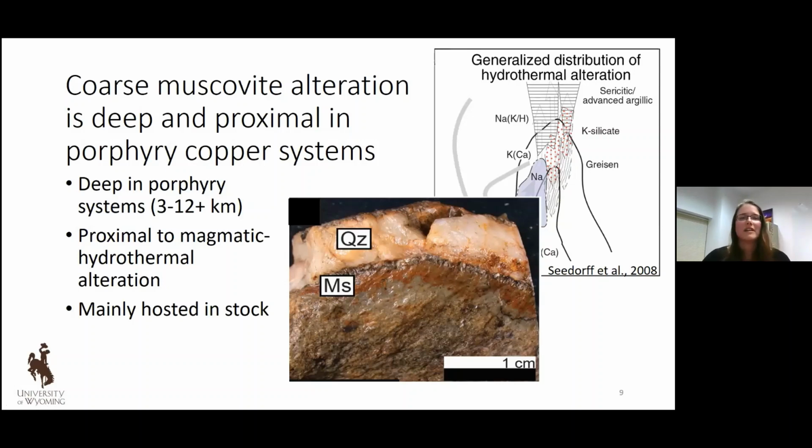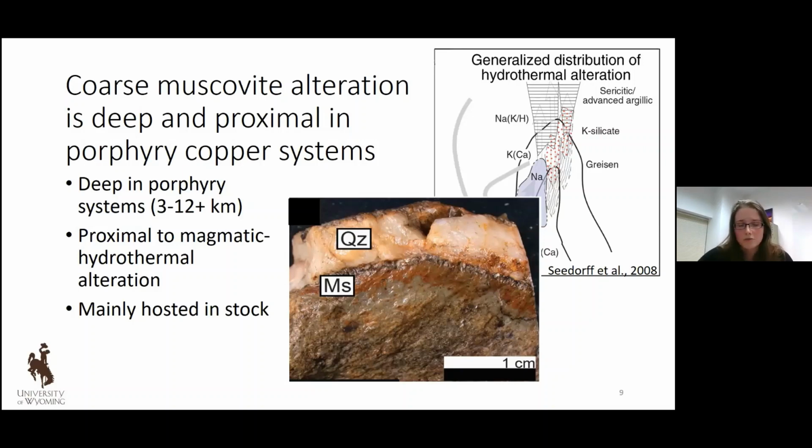When it comes to this coarse muscovite alteration, it tends to be deep and proximal in a given porphyry system. When I say deep, there's a little bit of wiggle room here because in most of these systems, I'm basing this estimate of original paleodepth off of structural reconstructions. Where we have geobarometry and thermobarometry, we can use that to constrain it, but there's a little bit of wiggle room on these estimates. In some of the shallowest examples, I think we're probably around 3 kilometers paleodepth, and this probably spans in certain systems down to maybe 10 or 12 kilometers paleodepth.